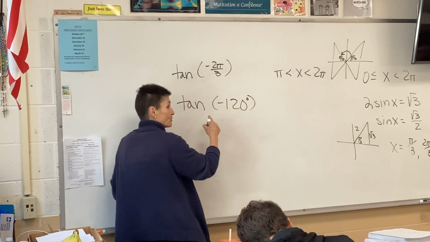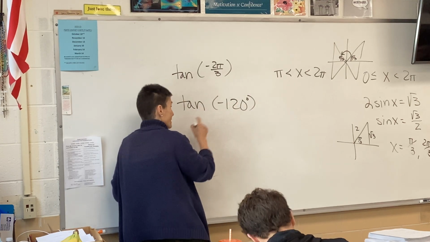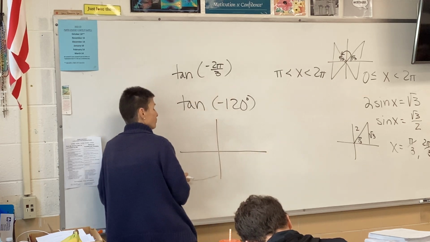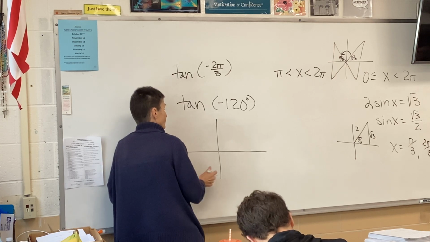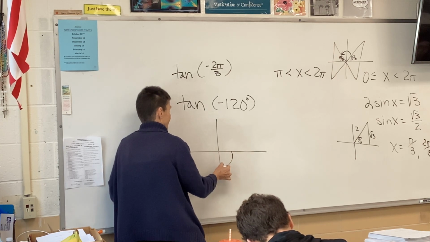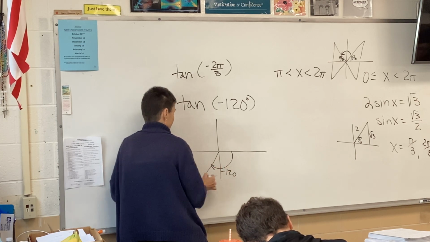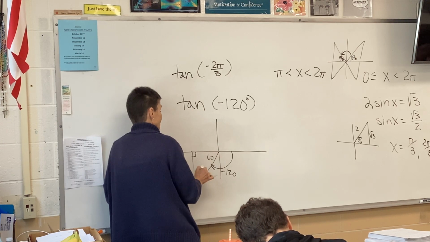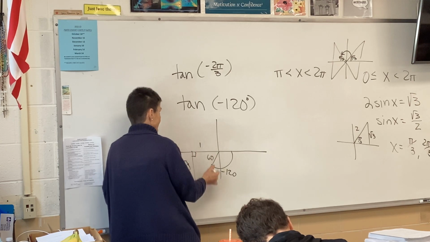You do not have to do that. But if it makes it easier for you, go ahead. All right, negative 120. Where is negative 120? Right here? So how big is my reference angle then? 60. And again, you either have your unit circle memorized or you know these sides.